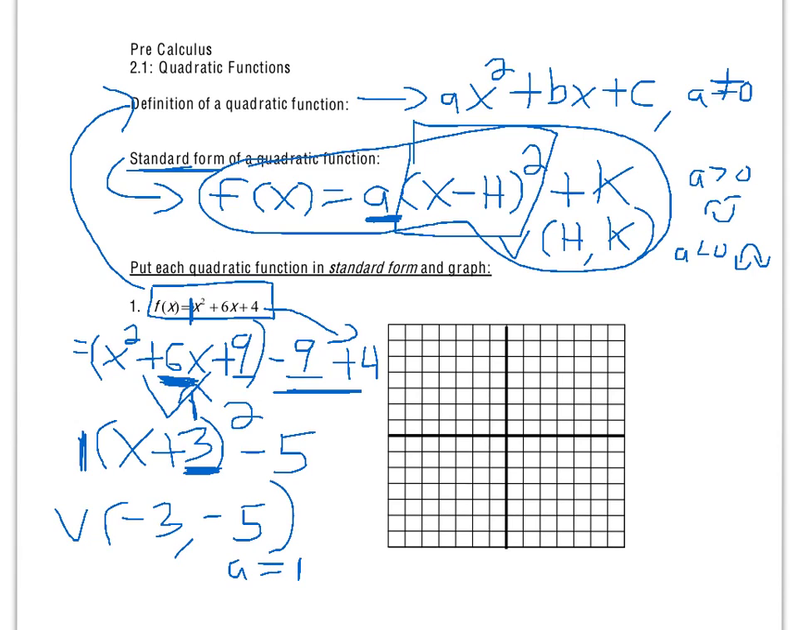So I'm going to go to -3, -5. Let's see here. So I go to the left 3. I go down 5. 1, 2, 3, 4, 5. I have that point. Okay, then the a value, this is 1 right here. So that means from the vertex, I go to the right 1 and I go up 1. There's going to be a point there. And then from here, I go to the left 1 and I go up 1 because a is 1. So it's not going to get wider or skinnier. So I have this point and I have this point. And there's my parabola.